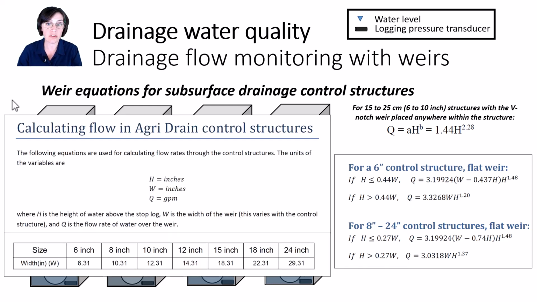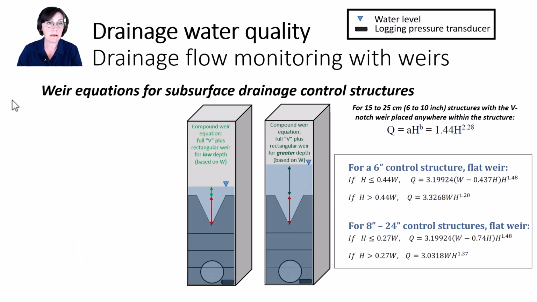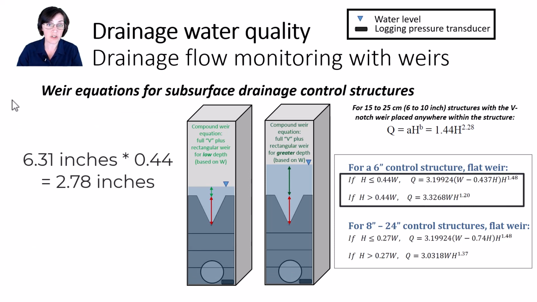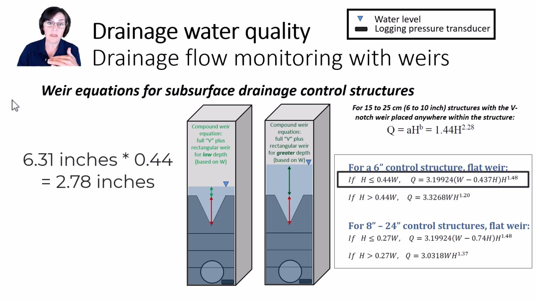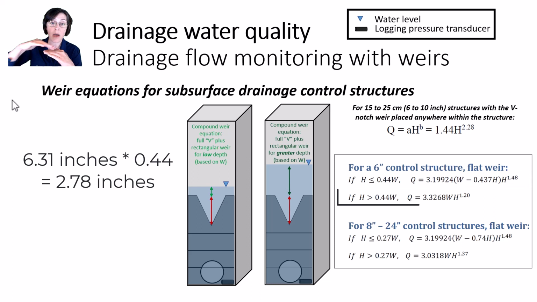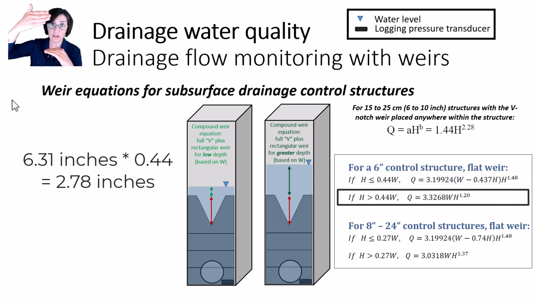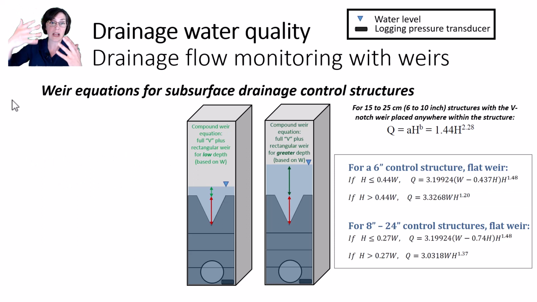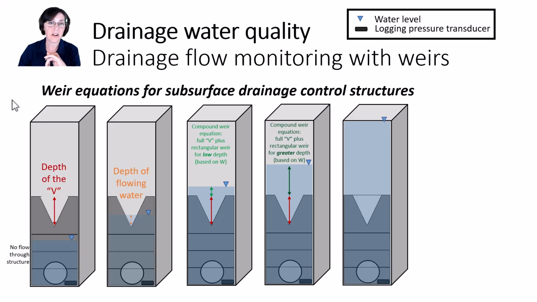Assuming, for example, we have a control structure that fits to a 6-inch pipe, I know the width of that structure is 6.31 inches. So I know my decision point for which of these two equations to use is 6.31 inches times 0.44 equals 2.78 inches. When the water depth above the full V is less than 2.78 inches, I use the top equation. And when it's more than 2.78 inches above the top of the V, I use the bottom equation. The same type of decision point calculation using H and W applies for those larger control structures with the bottom set of equations. The last scenario is a completely submerged control structure, which can happen when the field is flooded.